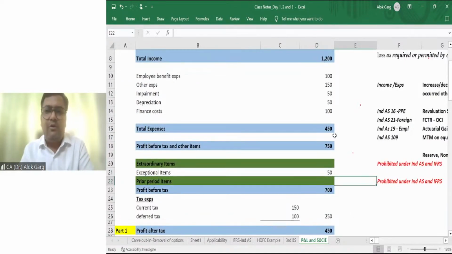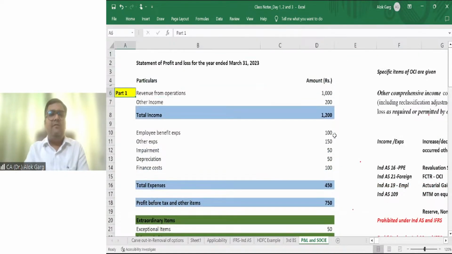There is no concept of extraordinary item and prior period item in Ind AS. Number seven, there is only the concept of exceptional item in Ind AS. I hope you guys have written down these 7 points. Now let's start.